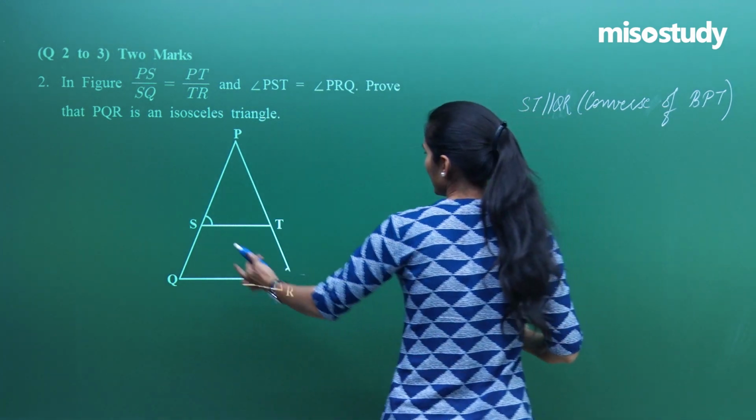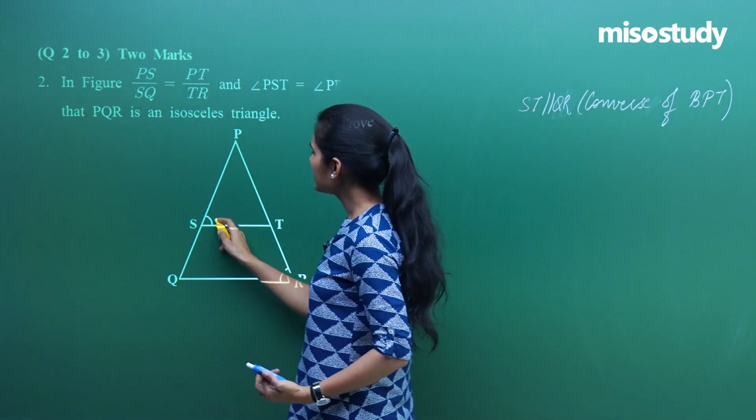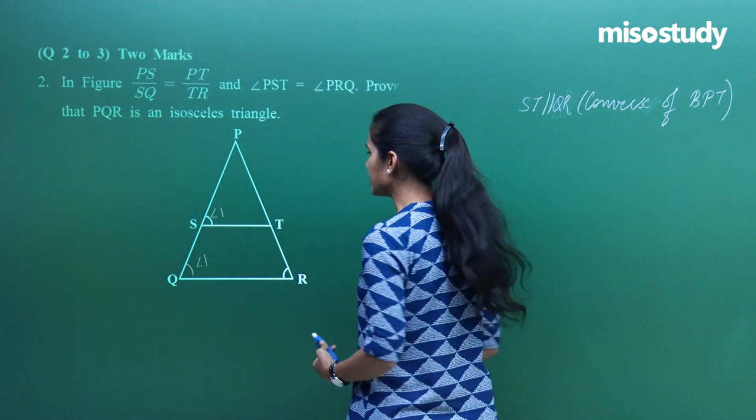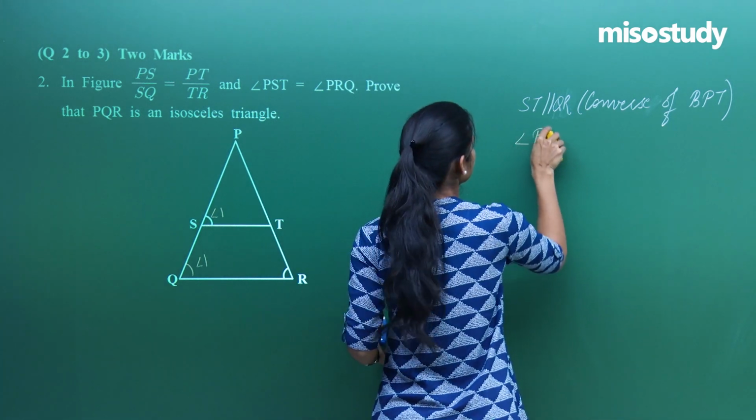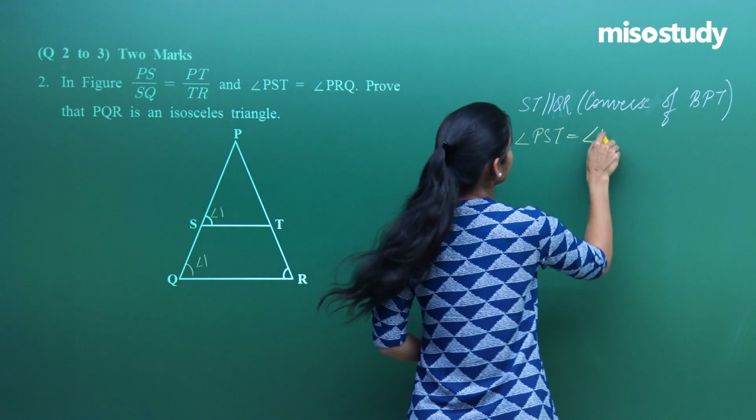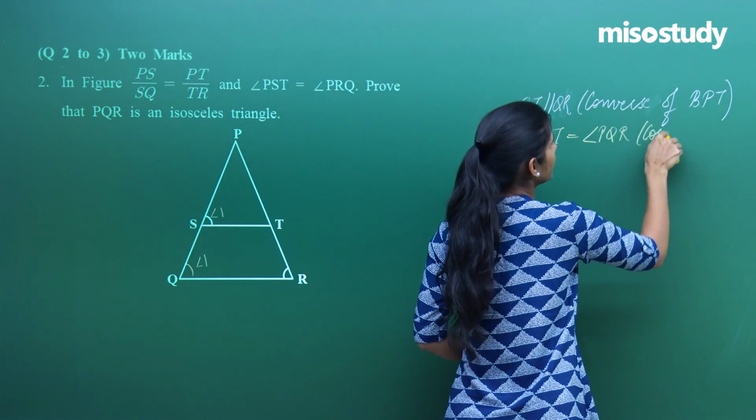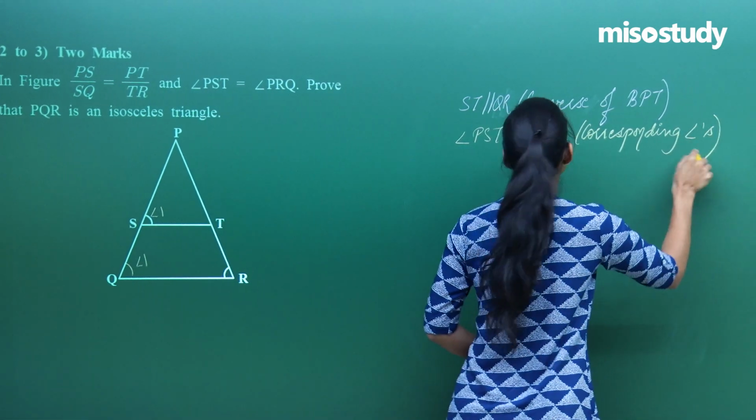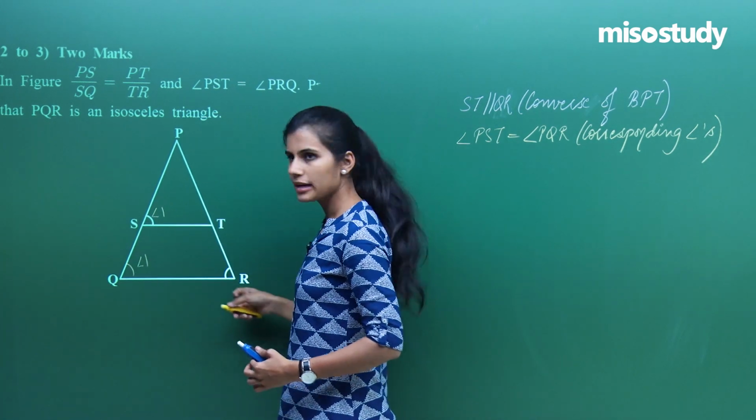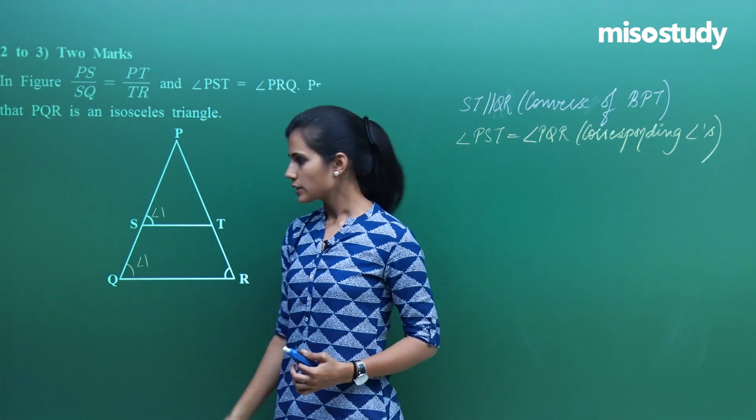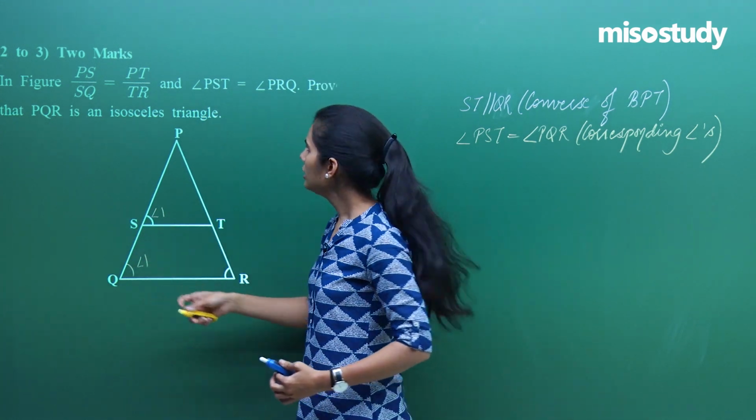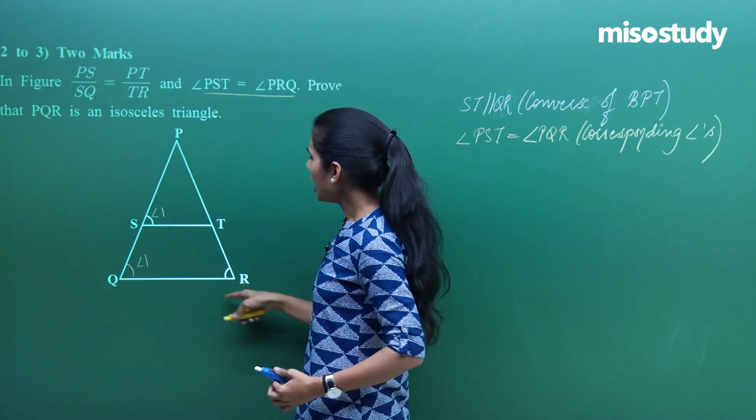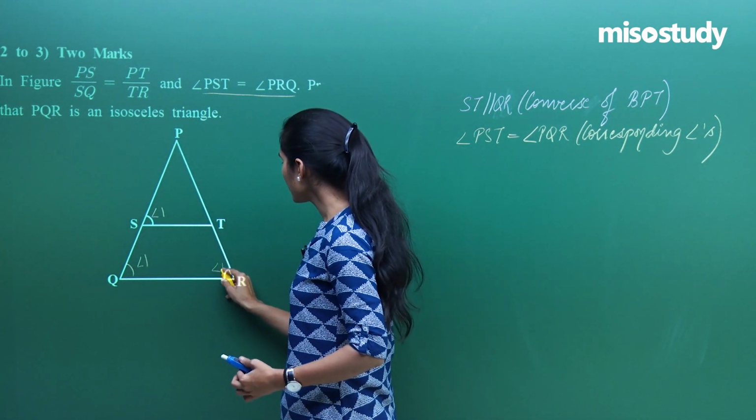Okay? The moment I have ST parallel to QR, you can very easily identify if this is angle 1, even this is going to be angle 1 because these are corresponding angles. So I will have angle PST is equal to angle PQR because they are corresponding angles, right? Here I am interpreting the situation as: ST line is parallel to QR line and PQ is acting as the transversal, making each pair of corresponding angles equal. Moreover, it is given in the question that angle PST is equal to angle PRQ.